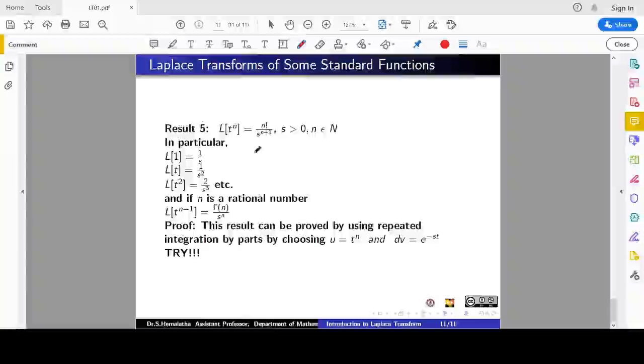The fifth result is that a t power n term is defined to be n factorial by s power n plus 1. I have just given here L of 1, L of t. In general, this is applicable only when n is a natural number. If n is not a natural number, then you have to go for this formula using gamma integrals. You can check the proof by writing the steps using integration by parts.